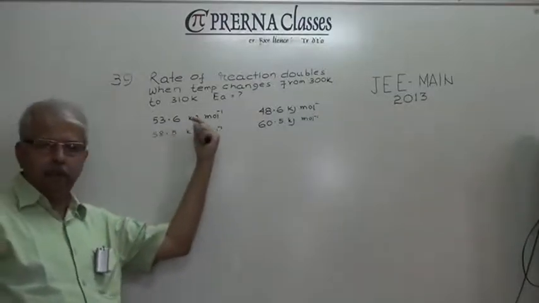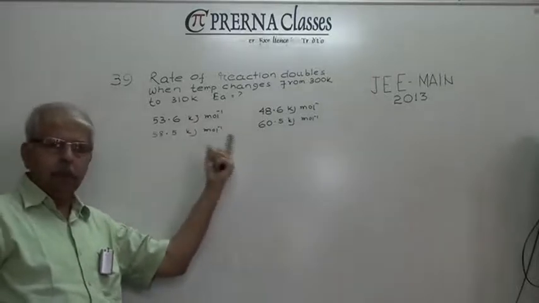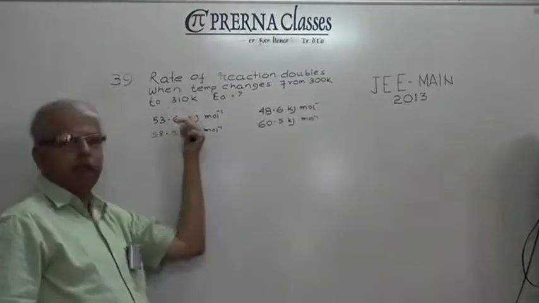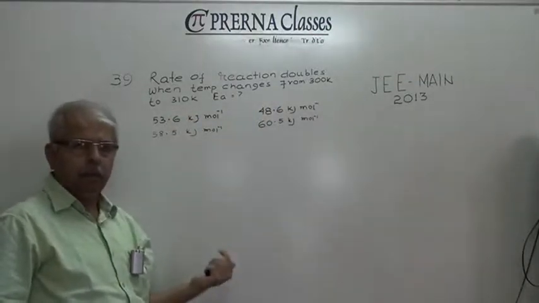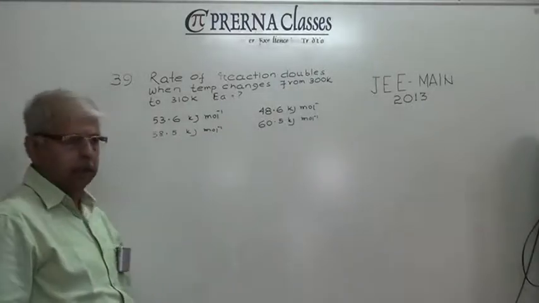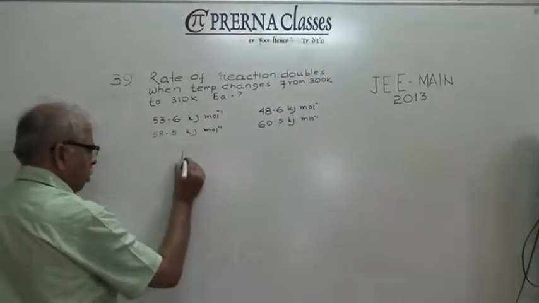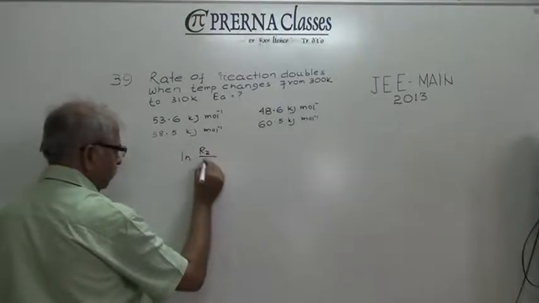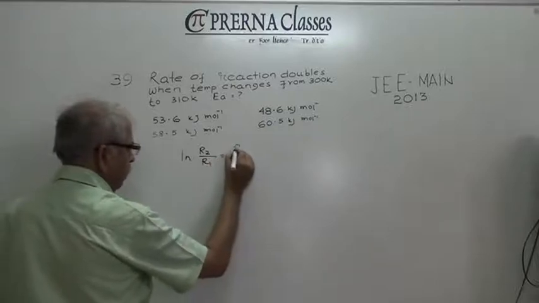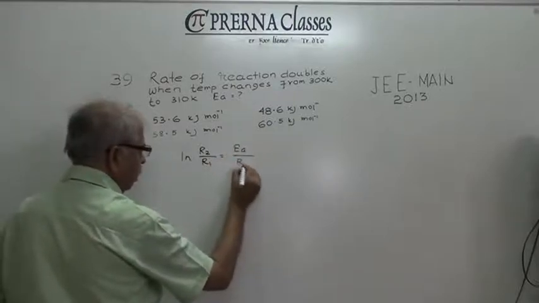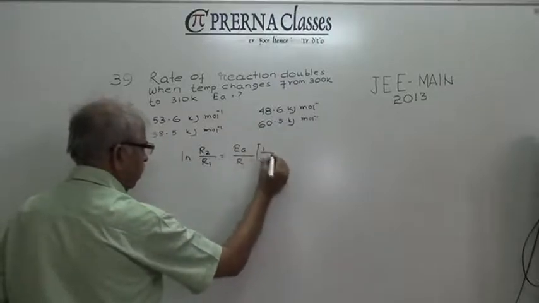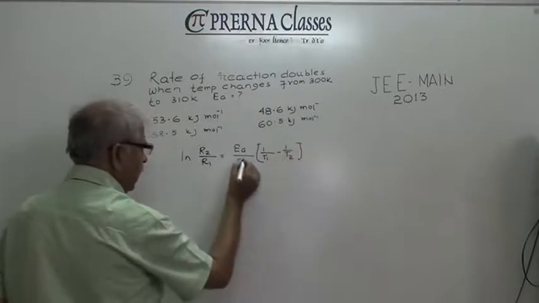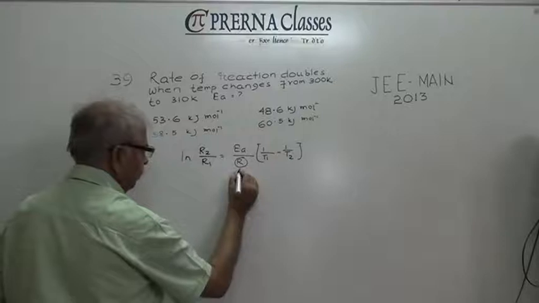Rate of a chemical reaction doubles when the temperature is raised from 300 Kelvin to 310 Kelvin. Activation energy of such reaction is. Now we know ln of R2 by R1 is equal to Ea by R, 1 by T1 minus 1 by T2. This R is constant.